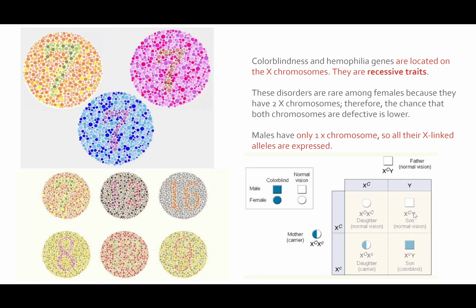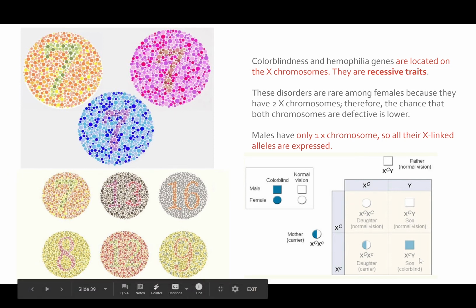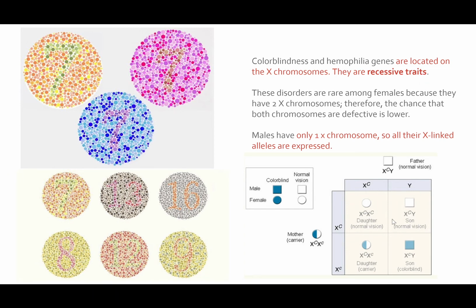Because he got the normal vision allele from mom. The other son, not so lucky, is getting the disease allele from the mother. And since he only has one X chromosome, he doesn't have another chance. He doesn't have another X chromosome with the normal allele on it to save him from being colorblind. So he is going to have color blindness, okay? And so ultimately, the point is that recessive traits are going to show themselves as long as there's no dominant gene present as well, okay?